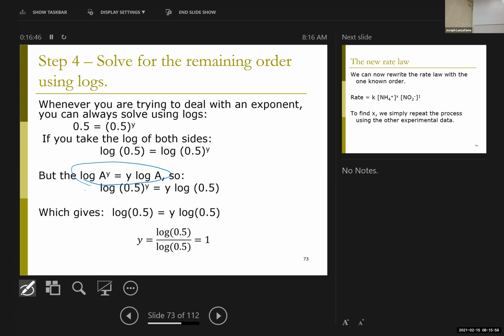All right, so again, basic algebra: if I want the equality to remain, I have to do the same thing to both sides. So I take the log of both sides. That gives me the log of 0.5 on the left-hand side, and it gives me y times the log of 0.5 on the right-hand side. And so y ends up just being the ratio of those two logs.